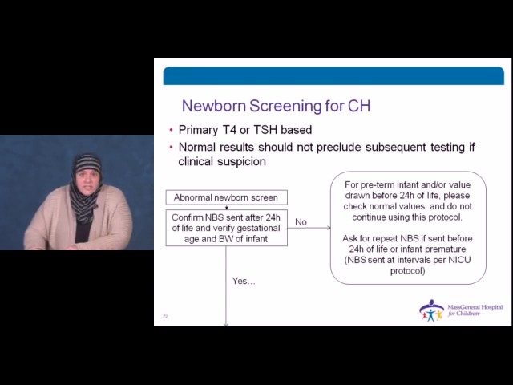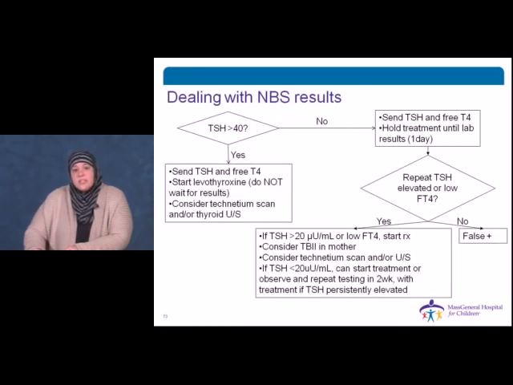If the test was sent after the first 24 hours of life and you have a term infant, if the TSH is greater than 40, then you absolutely want to start treatment as soon as possible. You do send TSH and free T4 prior to the initiation of treatment, but you don't wait for the results in order to start treatment.